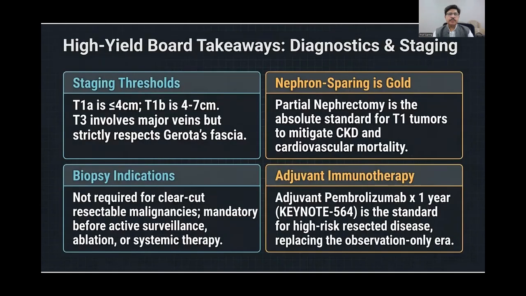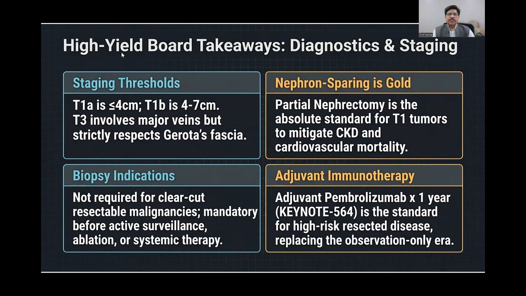Now, high yield board takeaways from the part. What are the takeaways here? Staging thresholds. T1A is less than 4. T1B is 4 to 7. And then T3 involves major veins, strictly respecting Gerota's fascia. T4 is where it crosses Gerota's fascia and goes into the adrenal on the same side. That is the staging threshold.